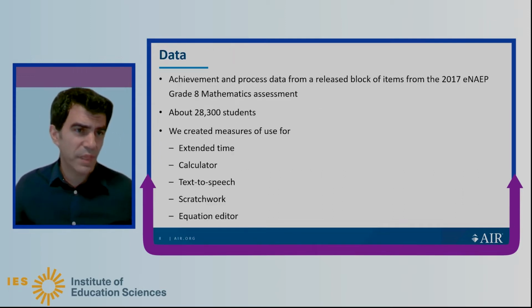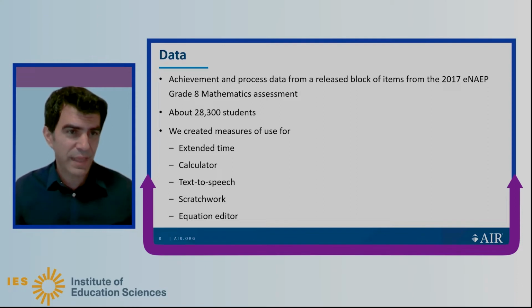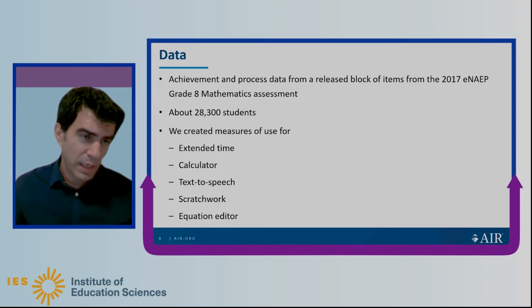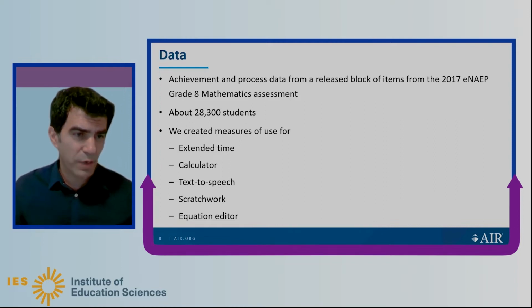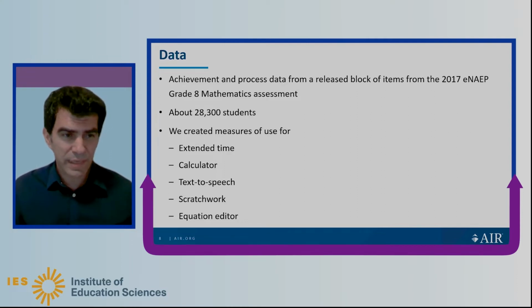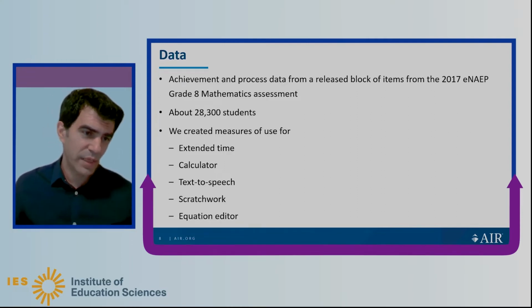The data we use for this study is the achievement process data from a released block of items from the 2017 NAEP grade 8 mathematics assessment. There are about 28,000 students in this data, and students in NAEP assessments are randomly assigned to blocks. We create measures of use for two accommodations, extended time and calculator, and three universal design elements: text-to-speech, scratch work, and equation editor.